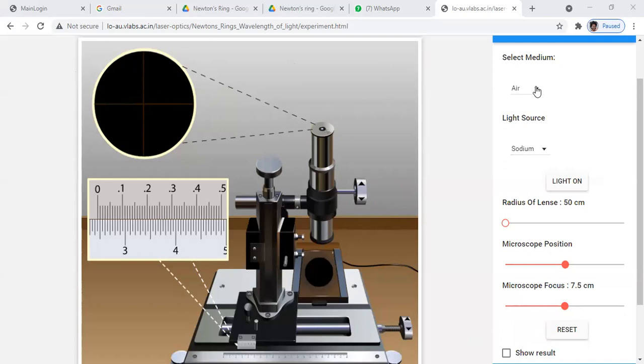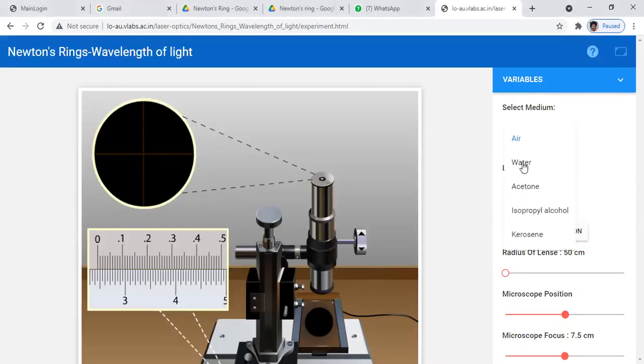The medium of the thin film is air. We are not filling anything else. You can fill water or acetone, anything. Now I'll start the experiment with air only. For the light source, you can use neon, green light or red light, anything, but I'll use sodium.